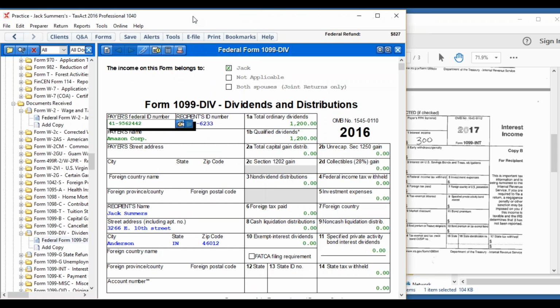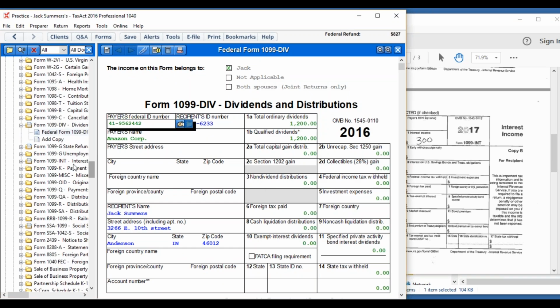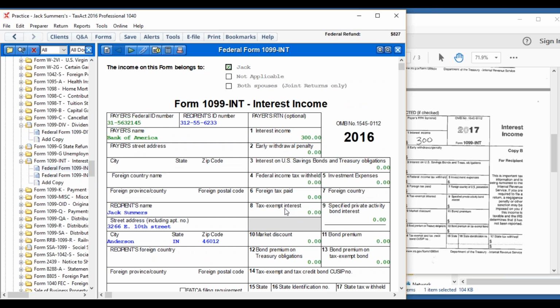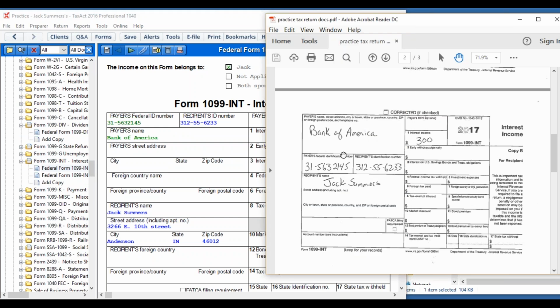We can then come down. We got the 1099 INT. 1099 INT is another one of those common forms that you should find over here. So let's go ahead and click on that. I think there were 2 of them. All right, this first one, the Bank of America, very simple one, just $300 of interest income earned.